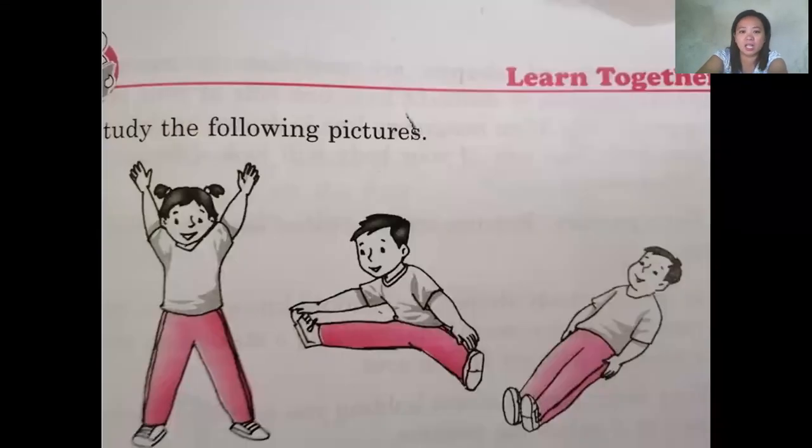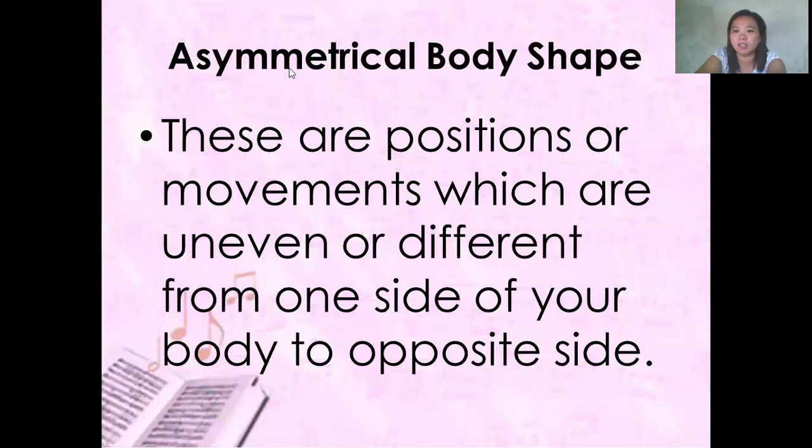Now, what are asymmetrical body shapes? Asymmetrical body shapes are positions or movements which are uneven or different from one side of your body to the opposite side. It's different from the left to your right. While the symmetrical is both the same, the asymmetrical is different.